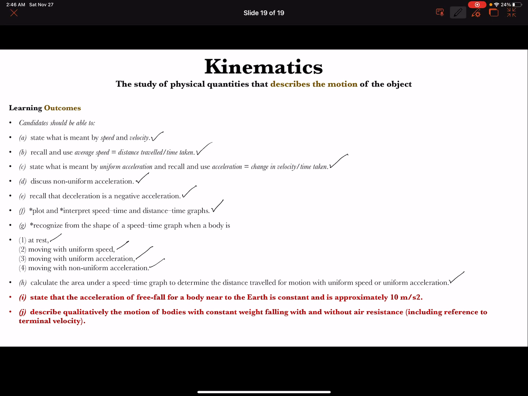Now there are two more outcomes, but I have left those for the next chapter on dynamics, because I think they are better discussed when we talk about forces and the gravitational constant and everything. And so with that, we conclude kinematics.